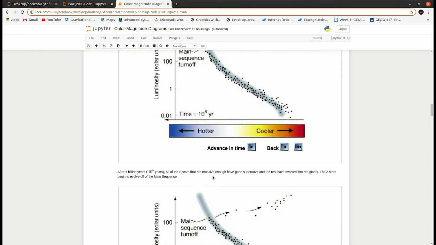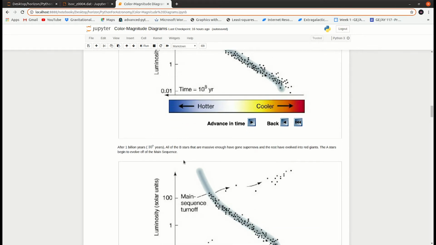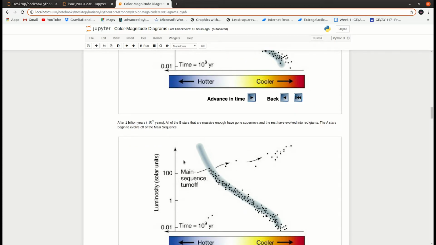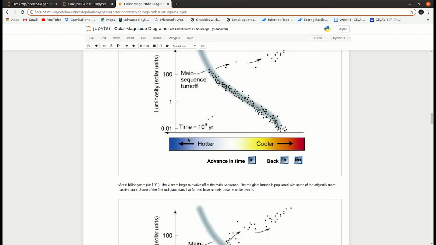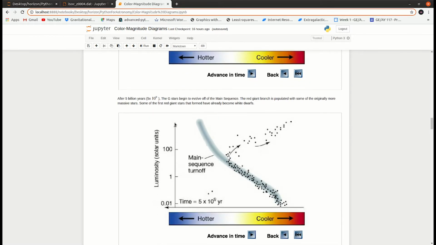After 1 billion years, you can see all of the B type stars have gone towards supernova, and the rest have evolved into red giants. The A stars, which come after O and B, are now starting to evolve off the main sequence. That's called the main sequence turn off, the point where stars like the A type stars start moving towards the red giant branch. That's exactly the point called the main sequence turn off. Then it follows with the G type stars. They also start moving towards the red giant branch, and you'll see more and more red giants popping up during this time.